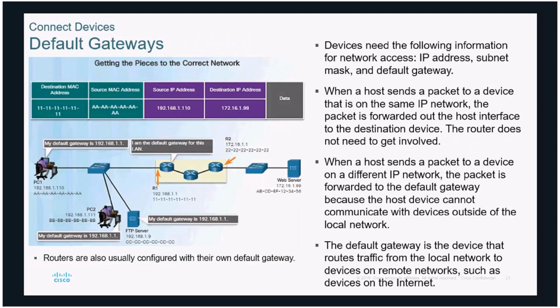Now on to default gateways, getting the pieces to the correct network. Let's look at this packet as an example: destination MAC address, source MAC address, source IP, destination IP address. It wants to get to 172.16.1.99 with some data. 172.16.1.99 is the server over here. This device is coming from here, and it will always need a default gateway if it's going to get something beyond the network. Here we've got these routers, and it's indicated that this is the default gateway for this local area network.